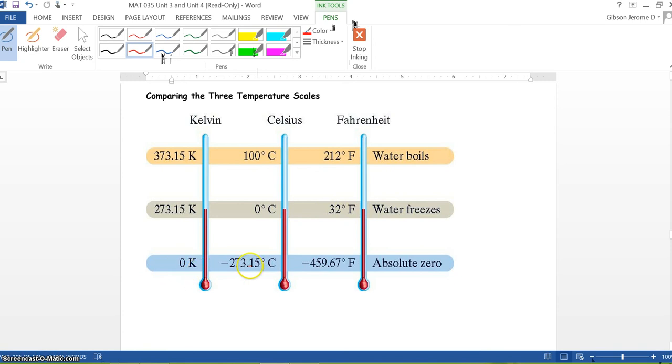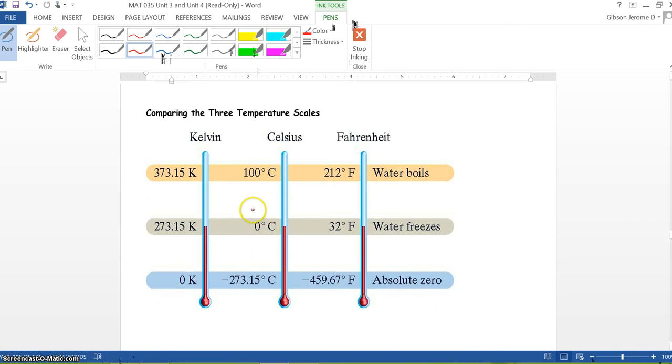And 0 Kelvin, negative 273.15 degrees Celsius, and negative 459.67 degrees Fahrenheit is absolute zero. And basically that is it.